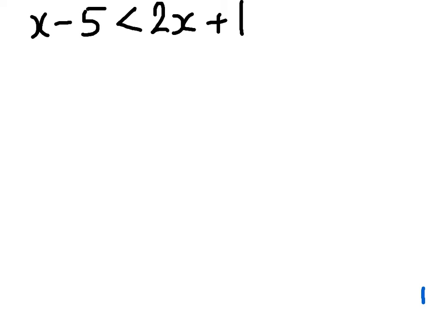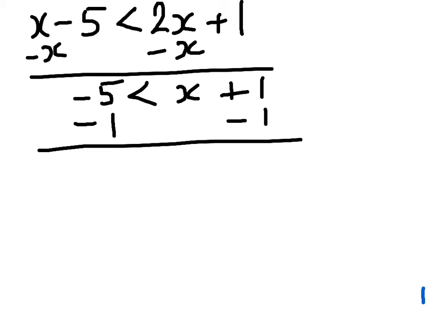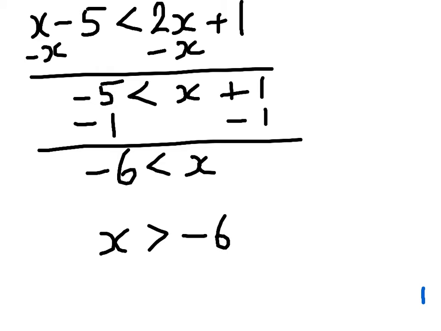So let us subtract x from both sides, which will then leave us with negative 5 less than x plus 1. And now to isolate the x on its own, subtract the 1 from the right hand side, keep it balanced, subtract the 1 from the left hand side, and therefore we have negative 5 minus 1 is negative 6, which is then less than x. Or we can rewrite that to have the x on the left. x is going to be greater than negative 6.